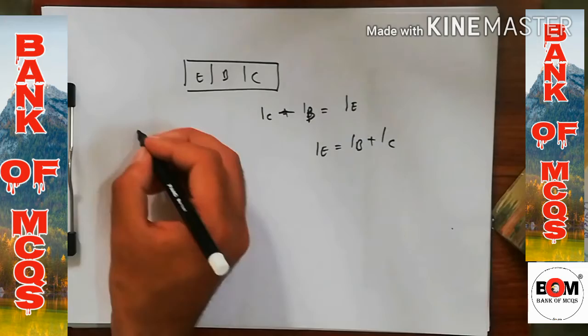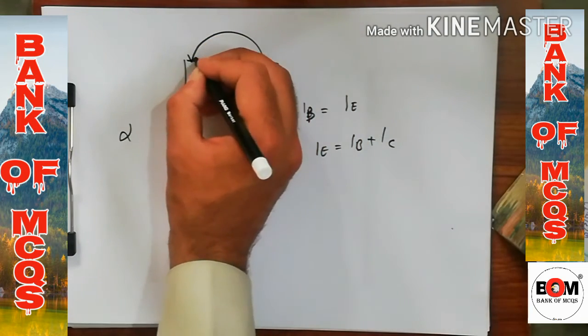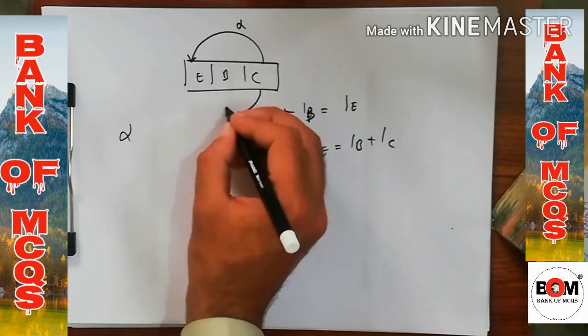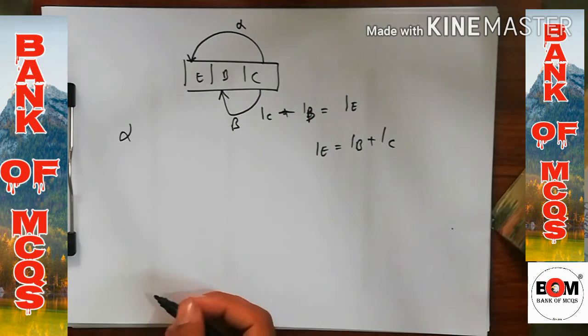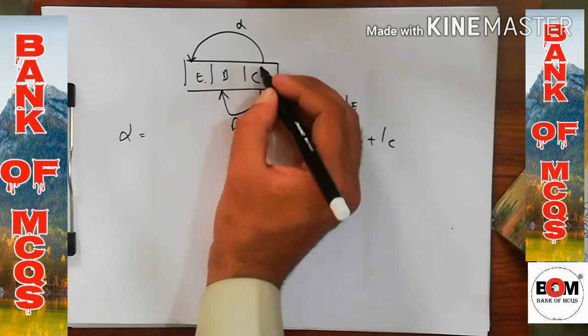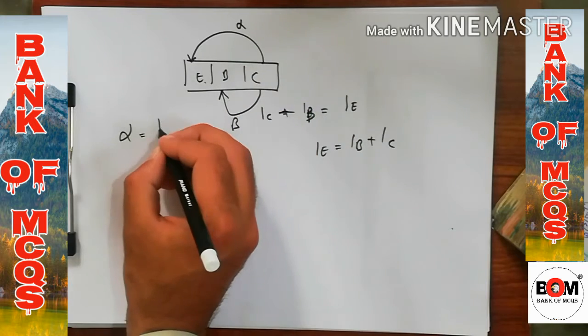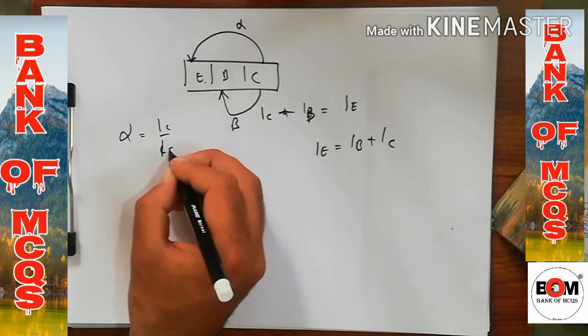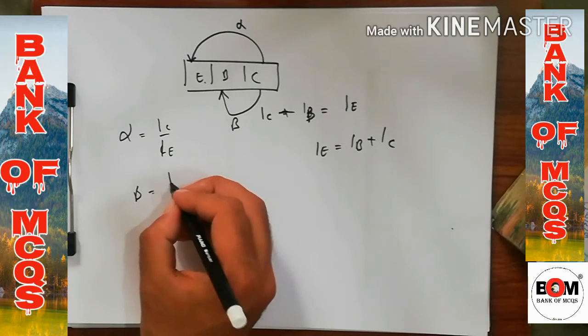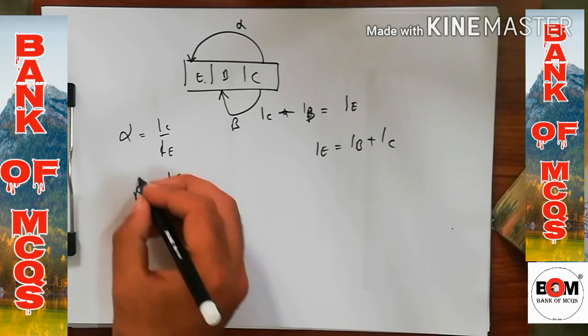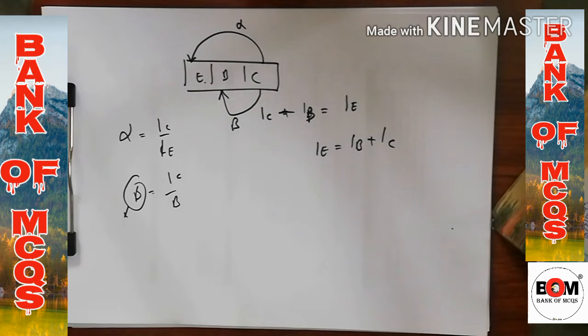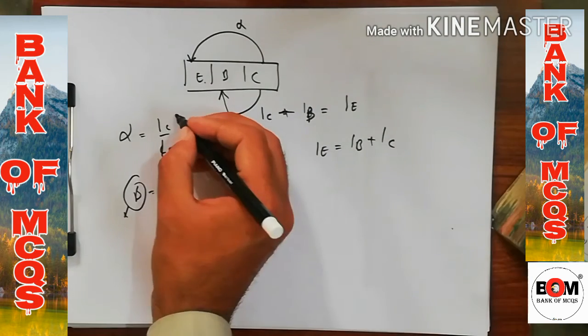Next we studied that the ratio of IC to IE is called the alpha factor, and the ratio of IC to IB is called the beta factor. Alpha factor is IC divided by IE, and beta factor is the ratio of IC to IB. Beta factor is also called current gain. If the question asks you to find the current gain, the current gain is equal to IC divided by IB. Find this ratio, and this is called the beta factor.